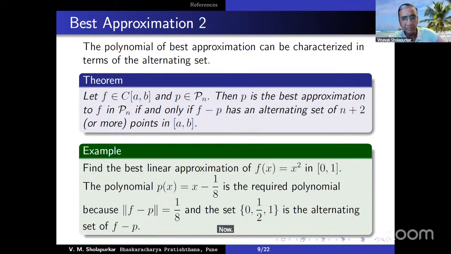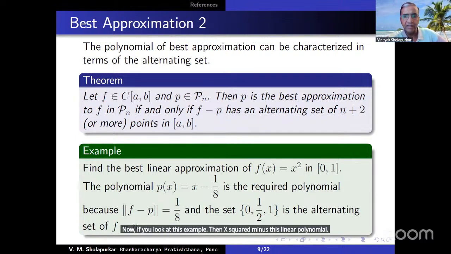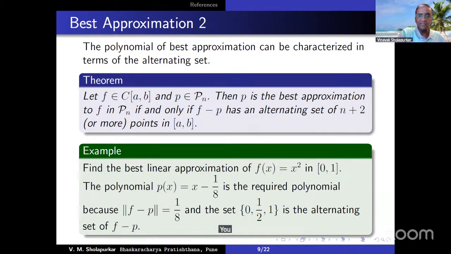Now, if you look at this example, then x square minus this linear polynomial, that is x square minus x plus 1 by 8, it will become... You check the values at 0, 1/2, and 1. It will be plus minus 1 by 8. For example, at x equal to 0, it will be 1 by 8, at x equal to 1/2, it will be minus 1 by 8, and at x equal to 1, it will be again plus 1 by 8. The polynomial I'm talking about is x square minus x plus 1 by 8. That is f(x) minus p(x). And the norm of f minus p can be found, and that is 1 by 8.